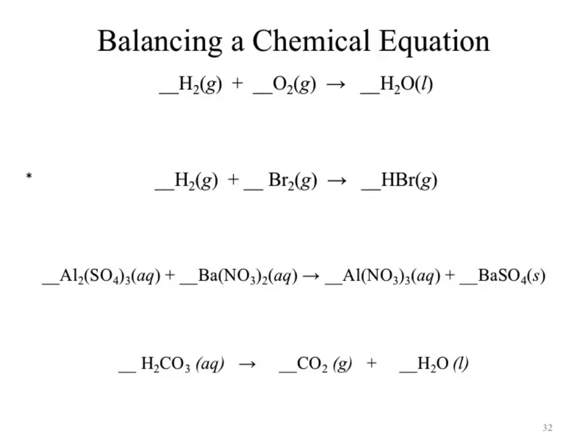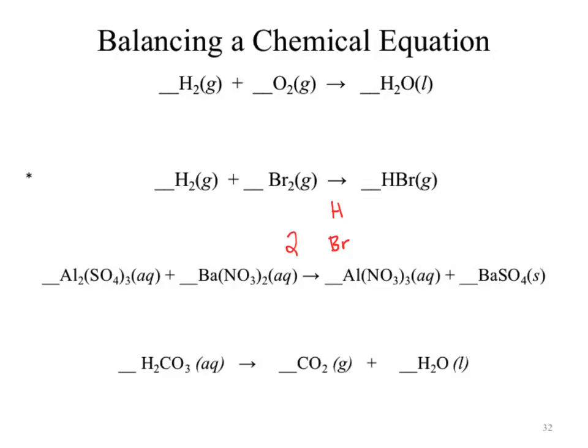So, if we start with the second one, where do we start balancing? We could do hydrogen or bromine. It doesn't really matter. Typically, hydrogen and oxygen we should save for the end because hydrogen and oxygen are very common elements and they tend to show up multiple places. So in the grand scheme of things, most reactions, hydrogen and oxygen, we want to save for the end because they will show up in multiple places. Bromine, being less common, tends to show up in only one place. On the left, how many bromines do we have?